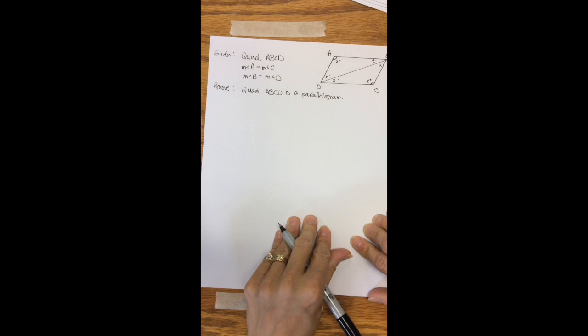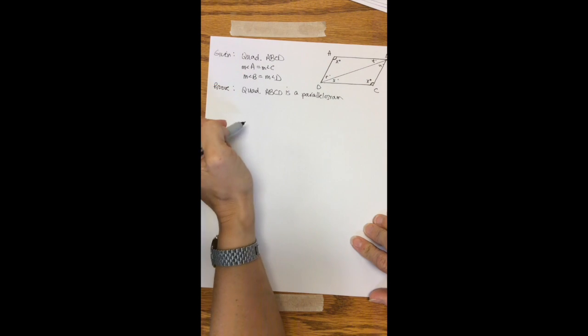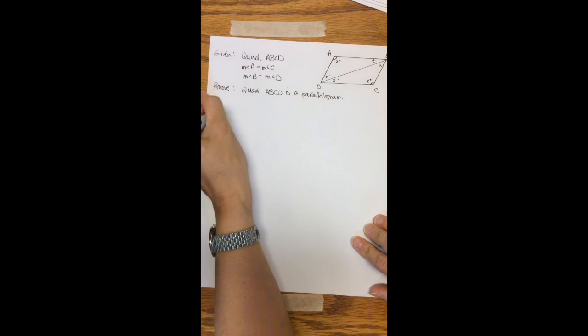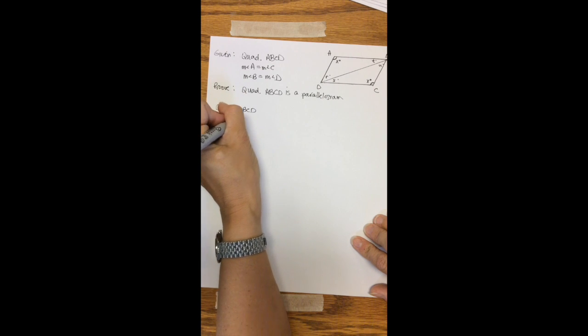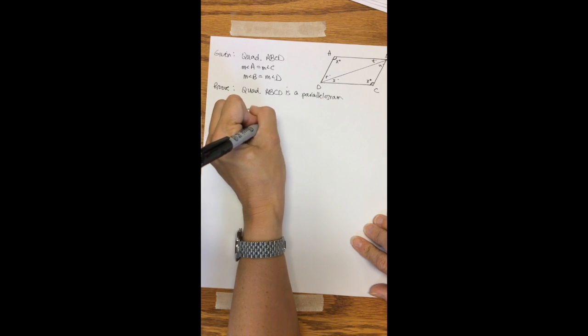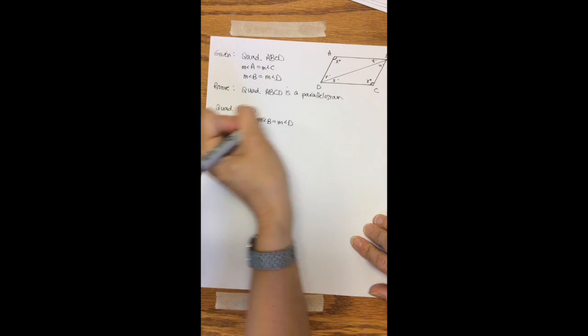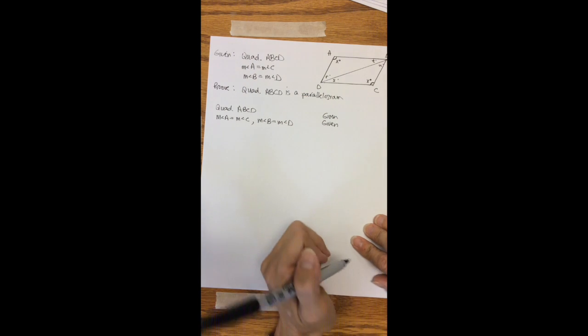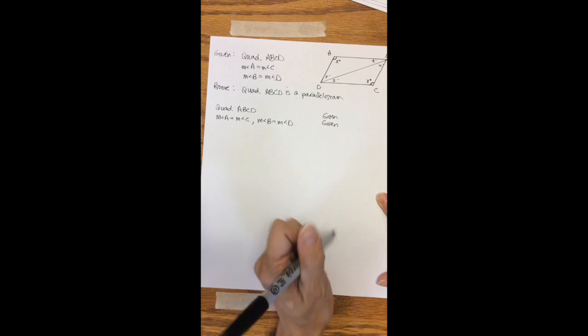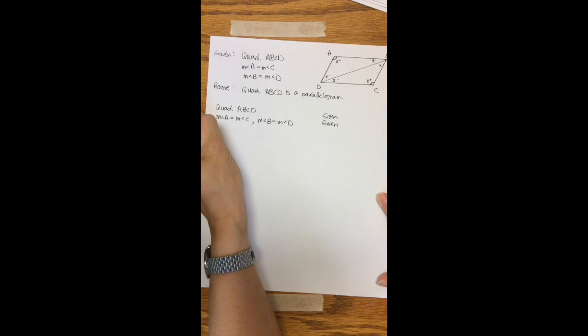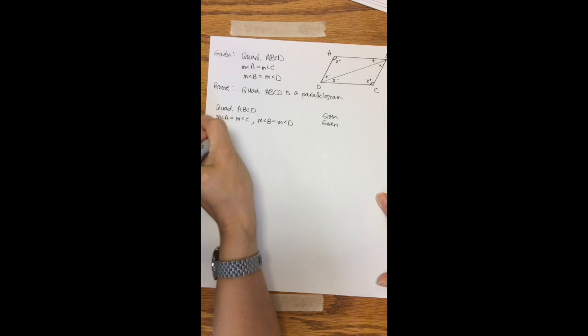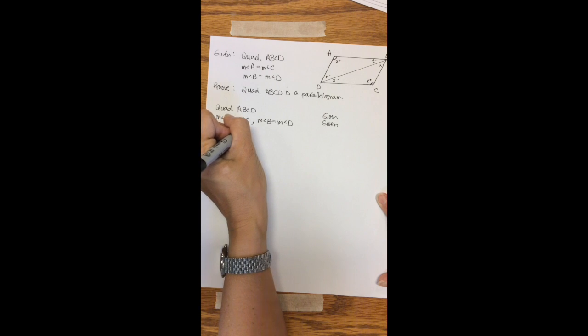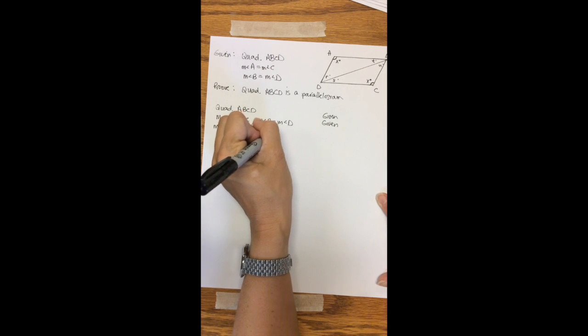Okay, so we have all of our givens and what we're trying to prove. I should write it out like I make you guys write it out. So quadrilateral ABCD is given, and the measure of angle A equals the measure of angle C, and angle B equals the measure of angle D. This is all given. Okay, let's talk about those other angles, D and B. So the measure of angle D is equal to R plus S, and the measure of angle B is equal to T plus U.